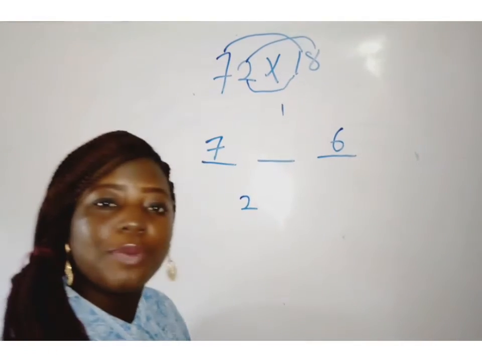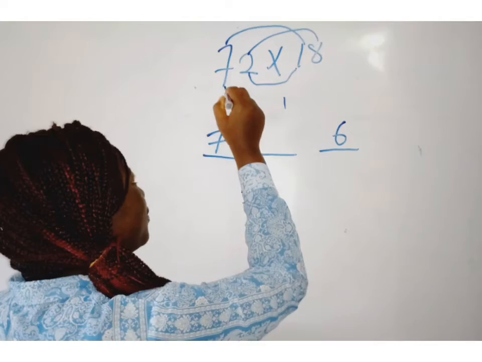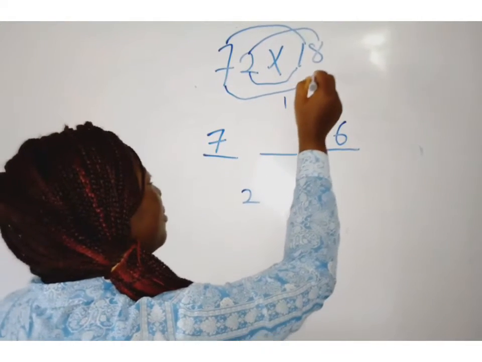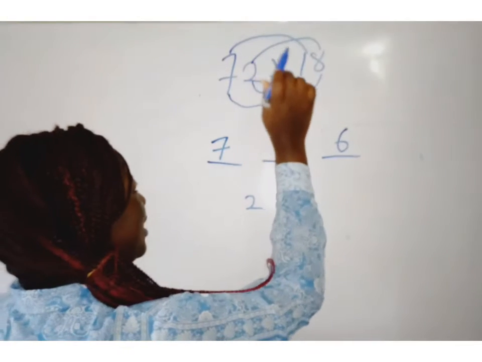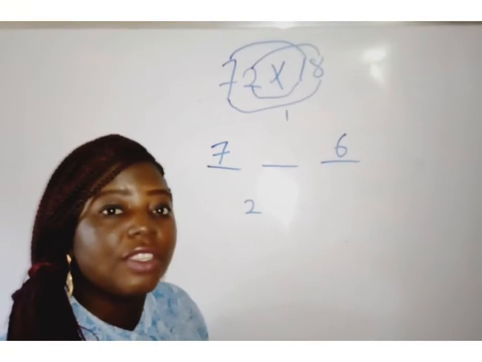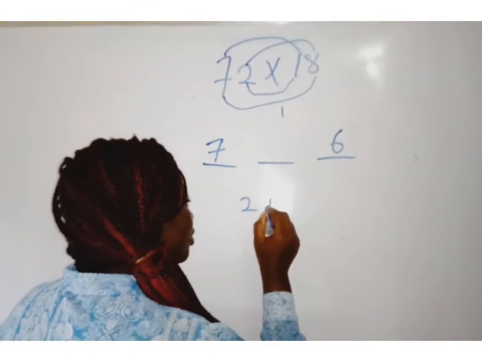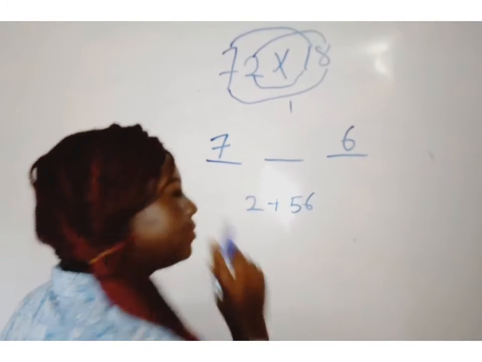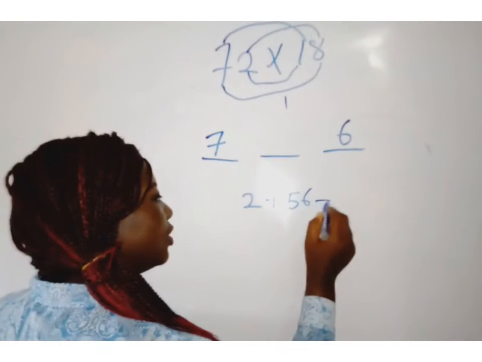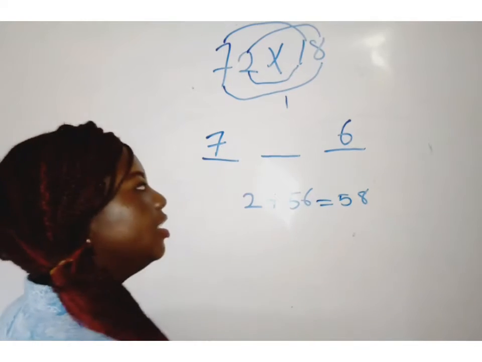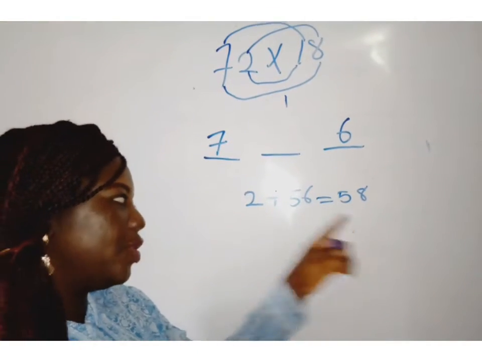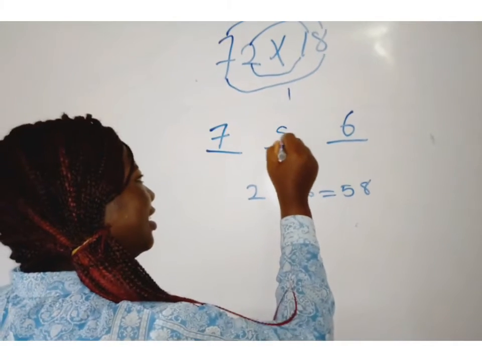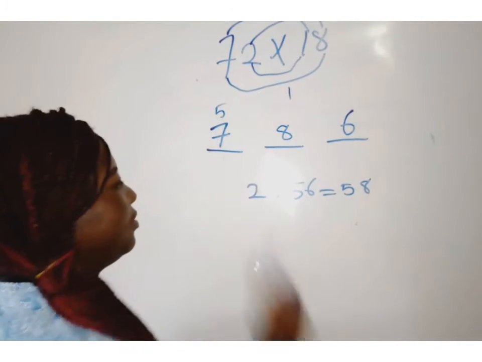Then we are going to multiply 7, that means the first digit here by the second digit here. That is 7 multiplied by 8. That will give us 56. That's 2 plus 56, and it will give us 58. So, like I said, we are not going to write 58 here. That means we are going to write 8 and keep 5.